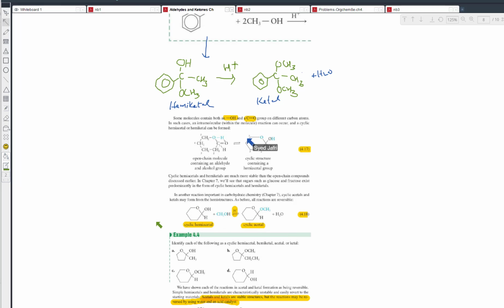Okay. Now look here, you already got this, am I right? Cyclic hemiacetal. Now you are reacting with another alcohol, CH3OH. So where will the OCH3 go now? They're saying it will replace the OH. OH will be gone with H, making water, and the OCH3 will go here. And you will get cyclic acetal. Is it clear? Yeah. Now the chain is how many? 1, 2, 3, 4, 5.